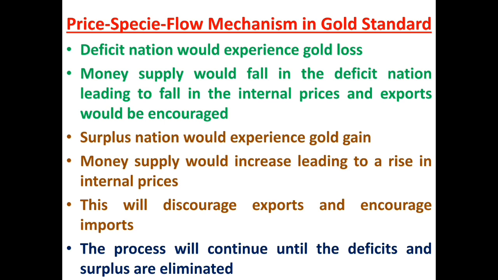As a result, there will be a decline in the money supply, because money supply is directly proportional to the availability of gold in the country. When there is a fall in money supply, prices will fall and obviously exports will be encouraged to correct the deficit in the balance of payment, or deficit in the current account. The exact opposite will take place in the surplus nation, which would experience a gold gain, an increase in prices, and a correction of balance of payment disequilibrium. This process will continue until the deficit as well as surplus are completely eliminated.